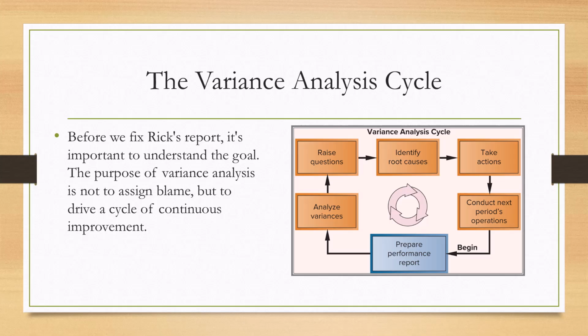This leads us to raise questions about why these variances occurred. The next step is to identify the root causes of those variances. Based on that, we take action to either replicate our successes or eliminate the sources of poor performance. We then conduct the next period's operations, which generates a new performance report, and the cycle begins anew.